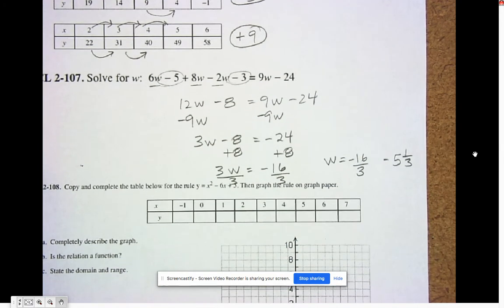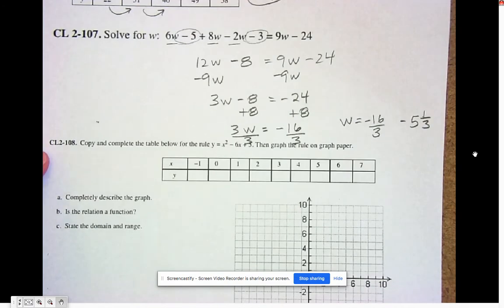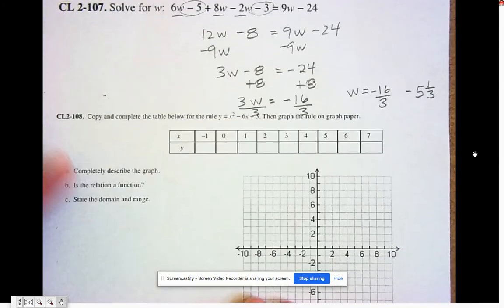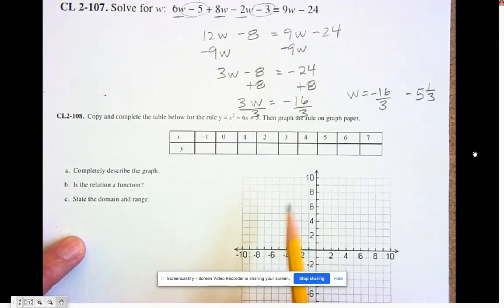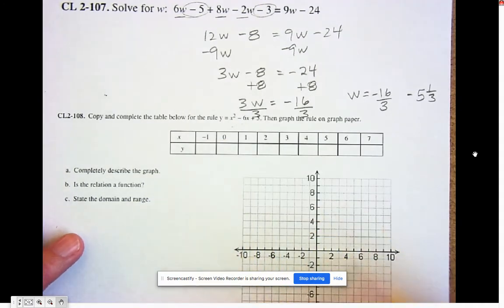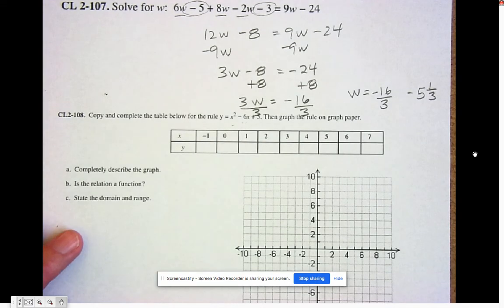Okay, so this was a review from chapter 1. Copy and complete the table for this rule. So I'm supposed to square x, subtract 6 times x, and then add 5. I'll work out the first few of these, and then I'll probably just fill in the rest of the table.